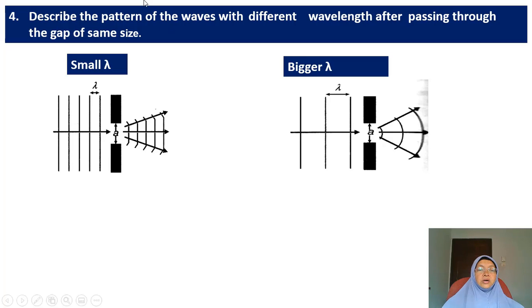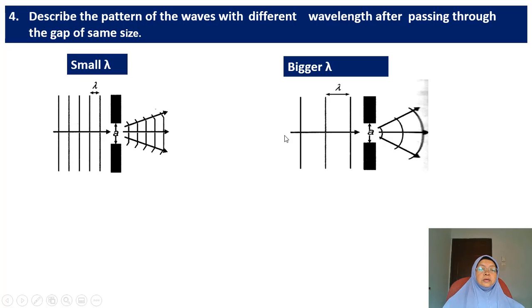Okay, now describe the pattern of the wave with different wavelengths after passing through a gap of the same size. So this time we have the same size of gap, but we change the lambda of the wave. How do we change lambda? We change lambda by changing the frequency of the motor, right? When the motor vibrates with low frequency, it will have a bigger lambda. The other is a smaller lambda, which means high frequency.